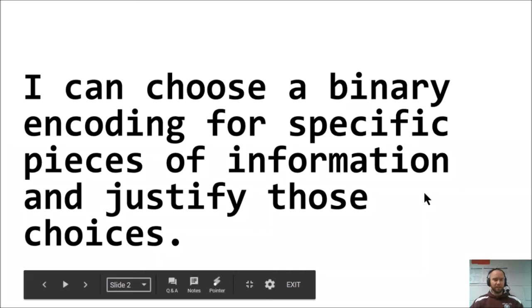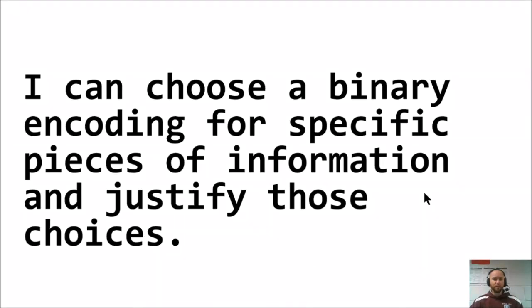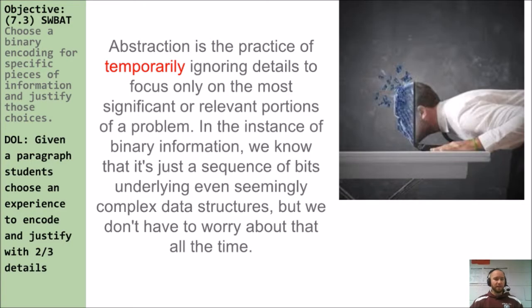The objective of this video is to choose a binary encoding for a specific piece of information and justify those choices. So it probably sounds pretty complex, but basically you're going to take something in real life and try to create an encoding for it. That way you can better understand how encodings work in general.